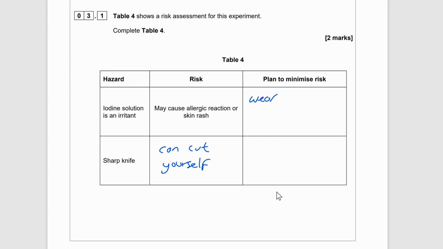How would you minimize the risk of using iodine solution? Wear gloves. How can you minimize the risk of using a sharp knife? Well, you're using a sharp knife, so we couldn't write using a blunt knife because it would be changing the knife. How could we minimize the risk of using a sharp knife? Well, we need to cut away from the body. So that minimizes the harm to us. Another thing that could be written to get a mark here is to keep fingers away from the blade when cutting.